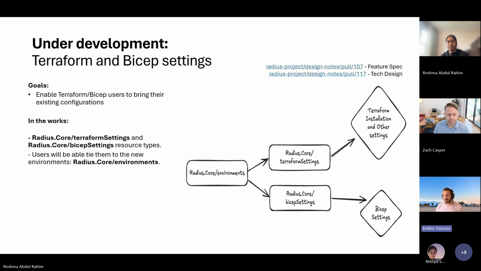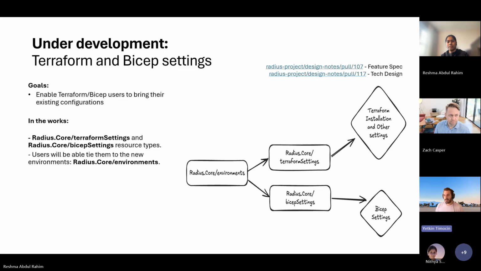And for Bicep settings, we are bringing registry authentication as we have right now in Radius, like basic auth, Azure Workload Identity, and AWS IRSA, from the environment resource. We will also be adding more features to the Bicep settings in the near future.